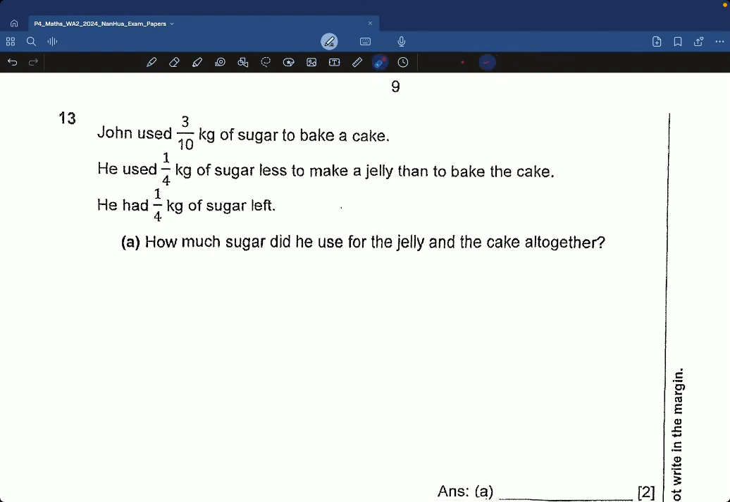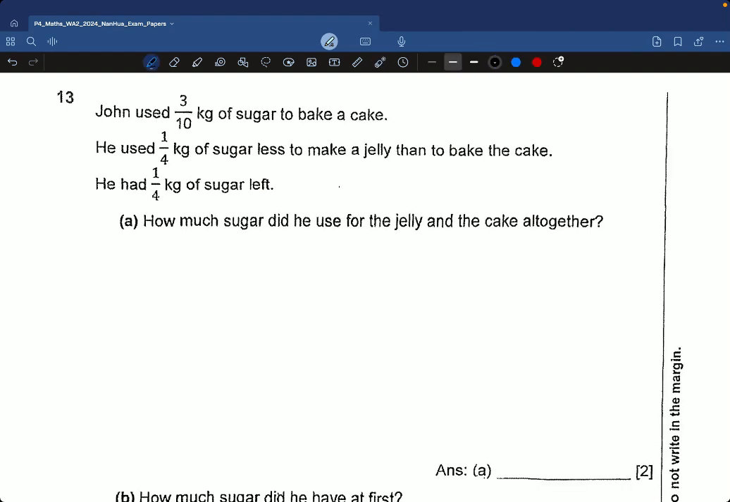So question 13 says here, John used 3/10 kg of sugar to bake a cake. He used 1/4 kilograms of sugar less to make jelly than to bake a cake. And then he had 1/4 kg of sugar left. So how much sugar did he use for the jelly and cake all together? So first we need to calculate the jelly because we already know how much sugar we use to bake a cake, which is 3/10, but we don't know the jelly. So first, let's write down jelly.